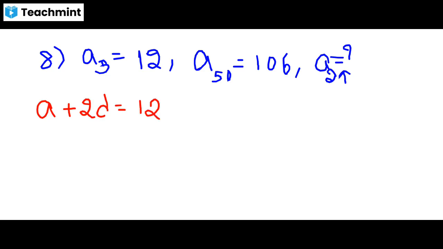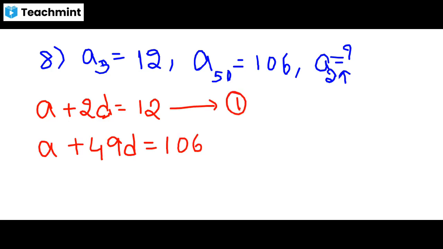And how do you write A50? A plus 49D, miss. Yes, A plus 49D. That is equal to 106. Now I am going to take this as equation 1 and this as equation 2. Next step, what should I do?